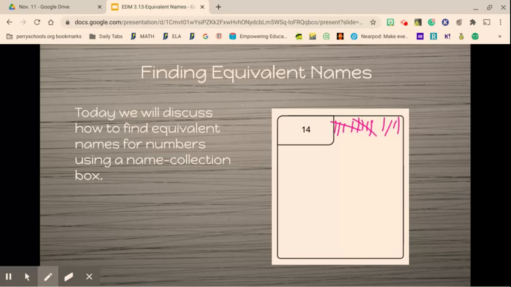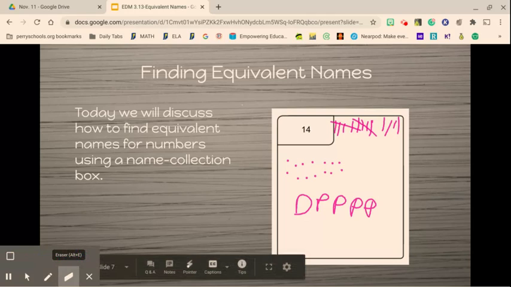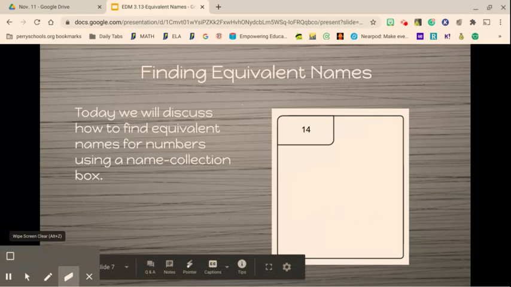We could do arrays where we could say 1, 2, 3, 4, 5, 6, 7, 8, 9, 10, 11, 12, 13, 14. We could do money. So we could do dime is 10, penny, penny, penny, penny. That would be 14. But I want to focus today on using equations. So rather than drawing out different ways to show 14, we are going to be writing different equations.